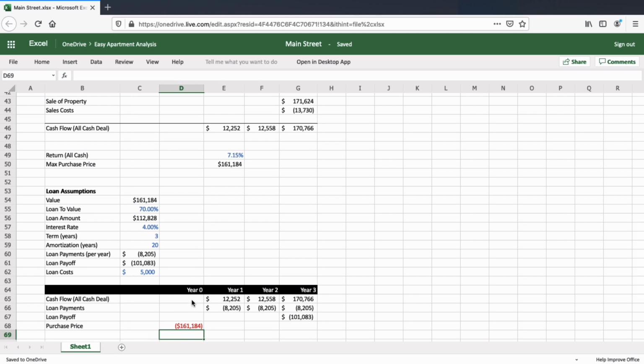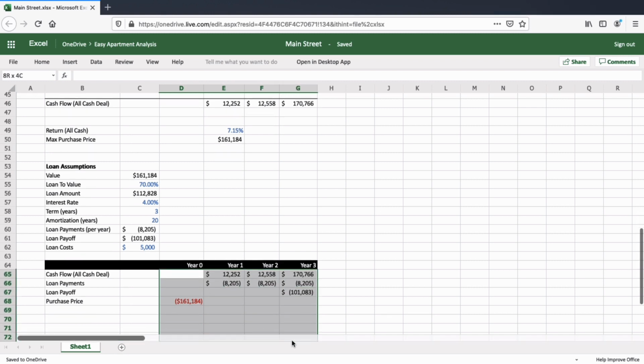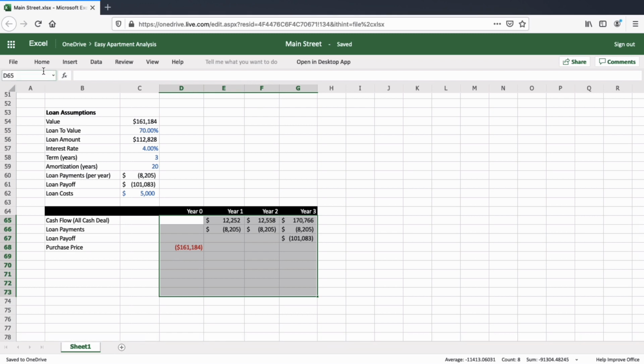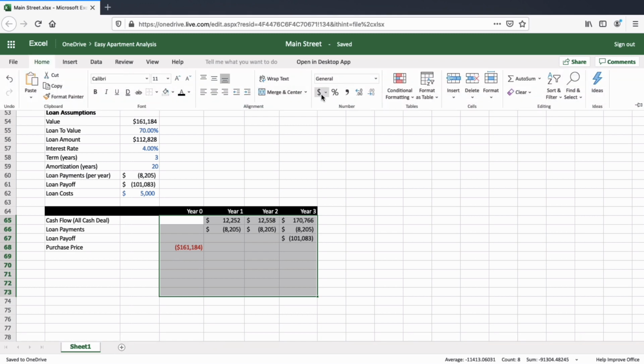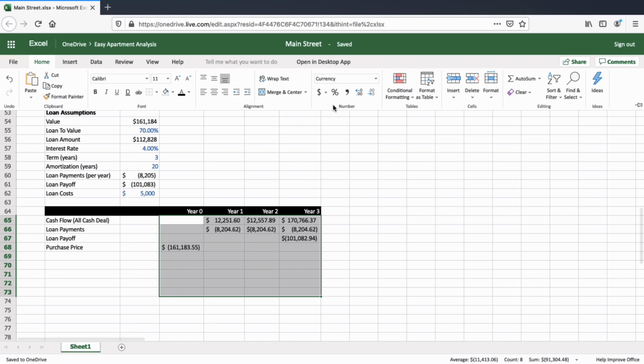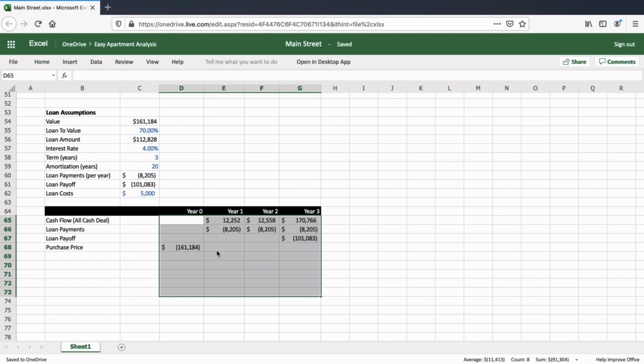And I don't like the formatting of that. That's red. None of the stuff we've been working with has been red. So I'm just going to highlight a few of these cells and change them to this formatting. Get rid of the decimal places. And now everything's consistent.